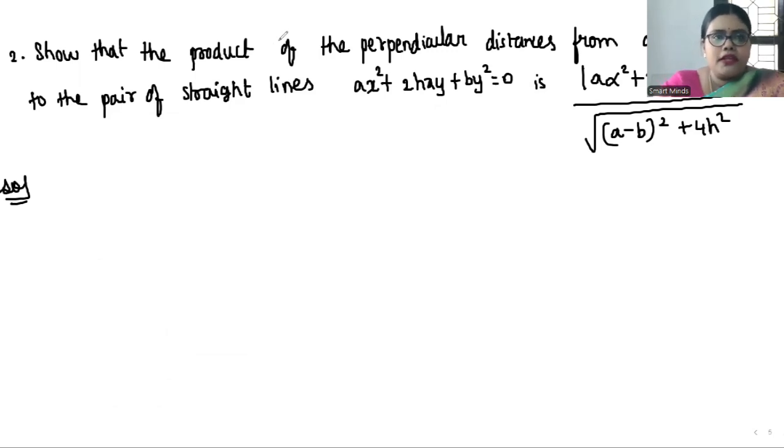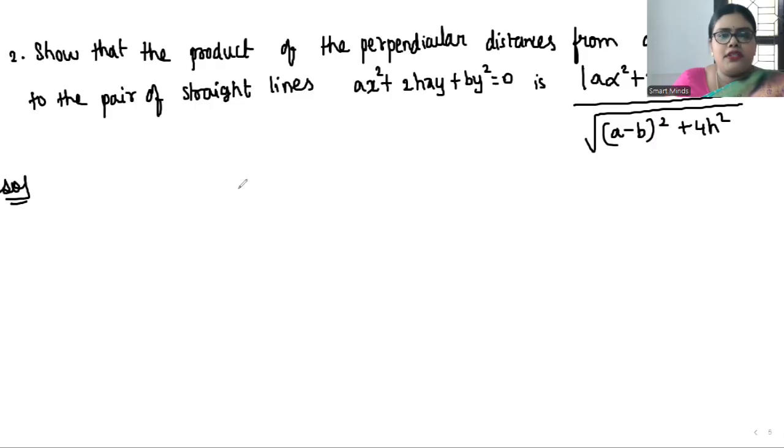Now let us take the next theorem. This is also very, very important. Show that the product of the perpendicular distances from a point (alpha, beta) to the pair of straight lines ax square plus 2hxy plus by square equals 0 is mod a alpha square plus 2h alpha beta plus b beta square by under root (a minus b) whole square plus 4h square.